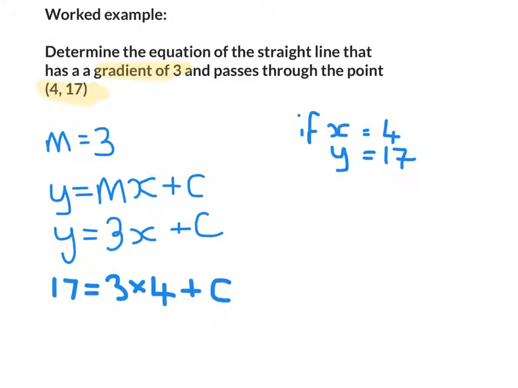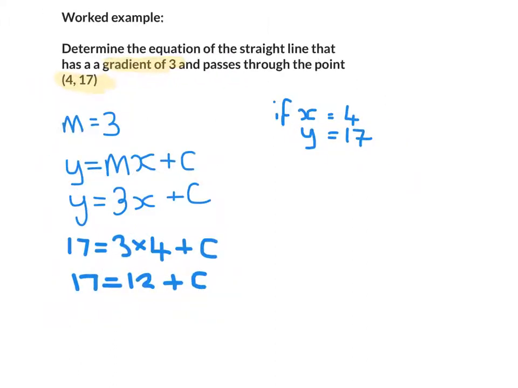If we tidy this up, 3 times 4 is 12, so we can tidy that up with an equation underneath. And to find the value of c, we can do the same thing to both sides. So if we take away 12 from one side of our equation, we're going to do the same thing to the other side. And that's going to give us a numerical value for c. 17 take away 12 is 5. So c is equal to 5.